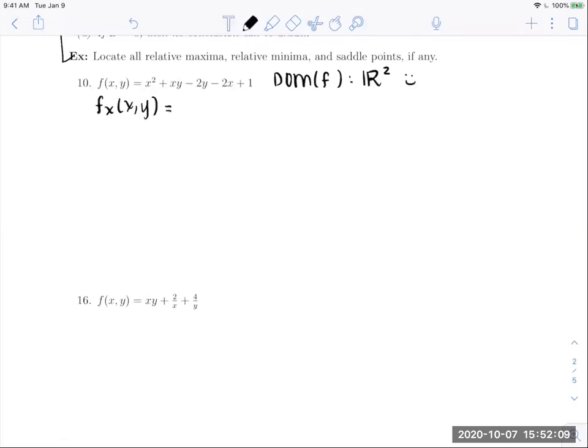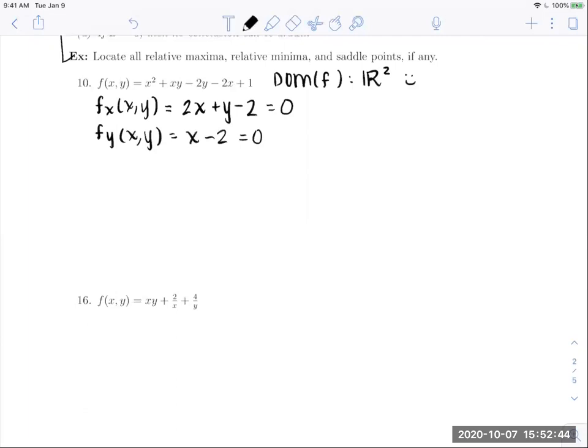Since this is a polynomial, it's easy peasy. We get 2x plus y minus 2. And I set this derivative equal to 0. Now notice this is one equation and two unknowns. I cannot possibly solve this. So what I'm going to do is move forward to the partial with respect to y to get two equations and two unknowns. When I take the partial with respect to y, x squared goes to 0, xy goes to x, negative 2y goes to negative 2, and the other terms all vanish.